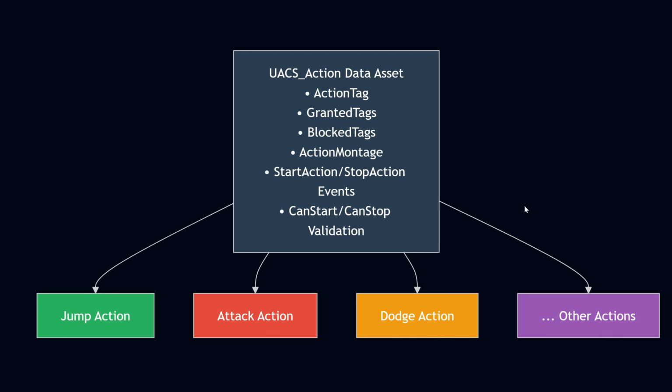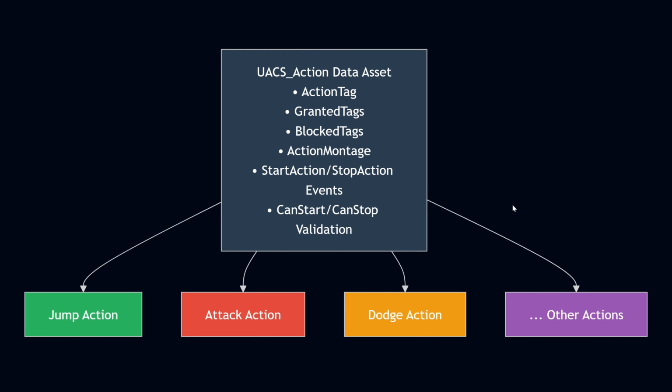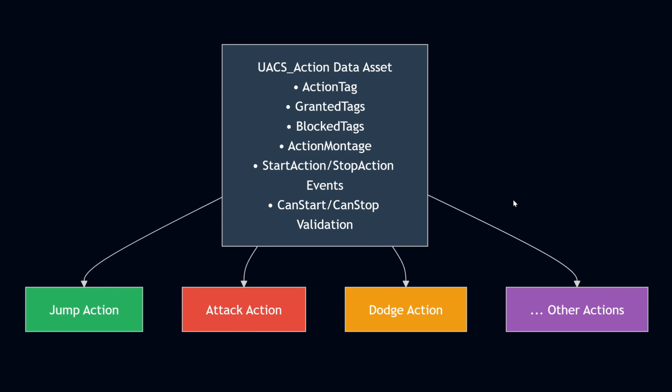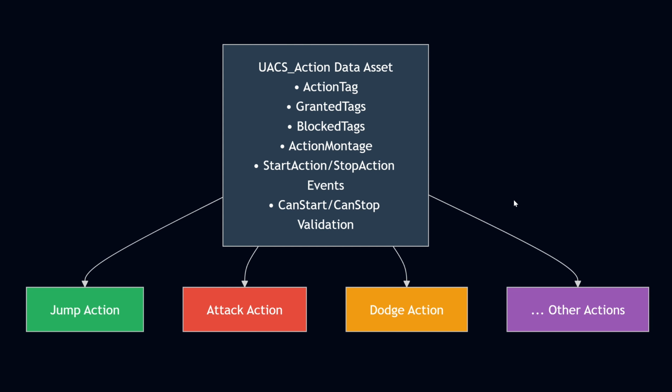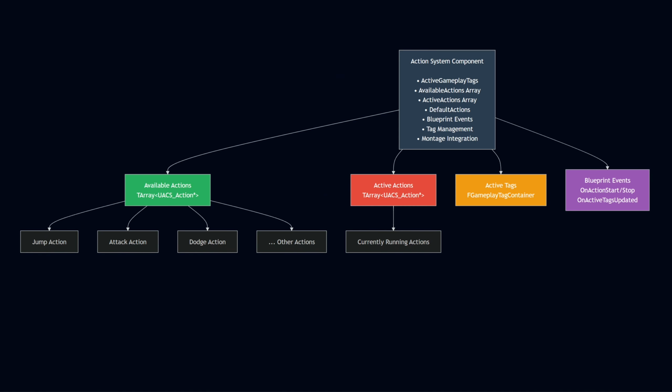In the last video, we covered the design of our action system and implemented the action class, which is a base data asset that stores configuration for a specific action. In this video, we are going to build the action system component, which will be a reusable component that manages actions for an actor and handles what happens when they are activated.